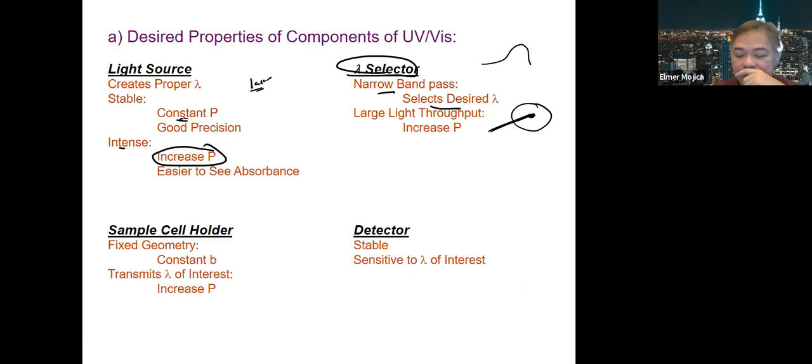Now, in terms of what we call sample geometry, the holder, you want it to be a fixed geometry. Ano mangyayari kapag ganito yung cuvette mo?